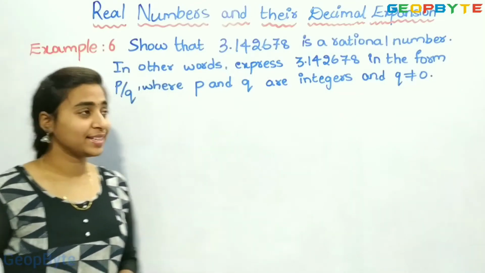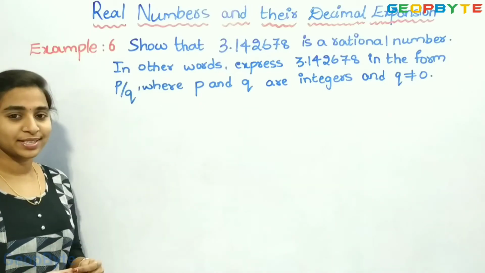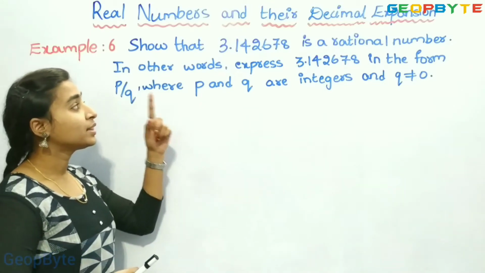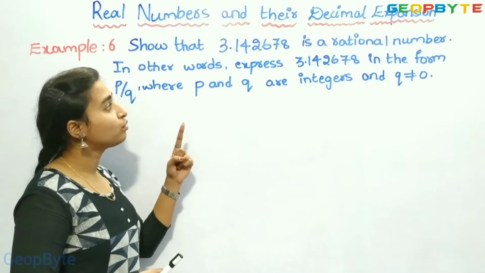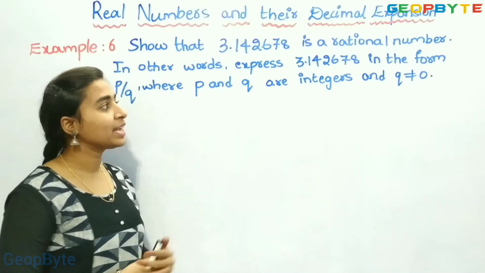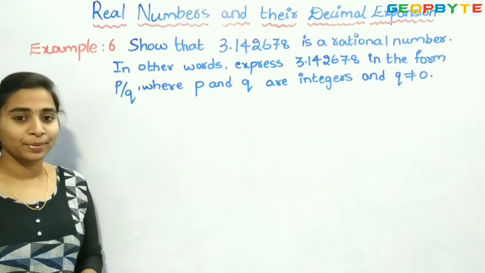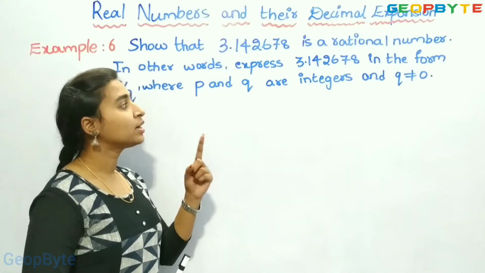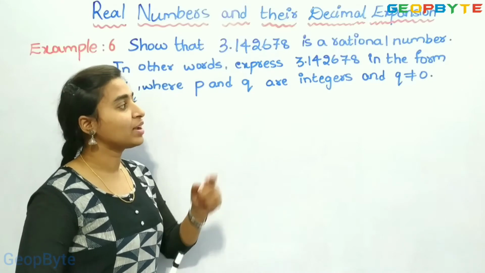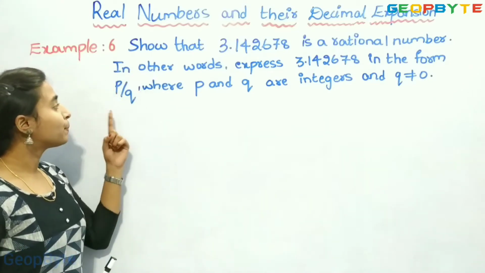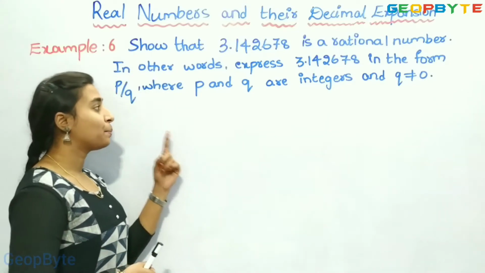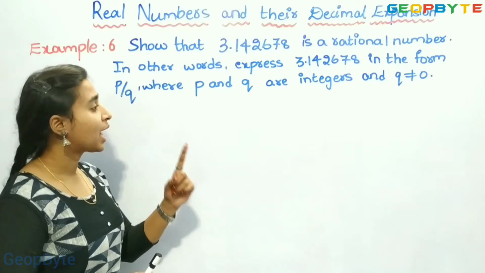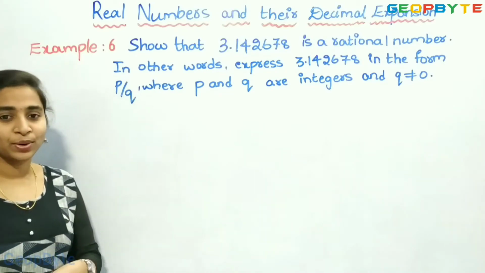Now, let us see example number 6. Show that 3.142678 is a rational number. In other words, express 3.142678 in the form P by Q, where P and Q are integers and Q not equal to 0.